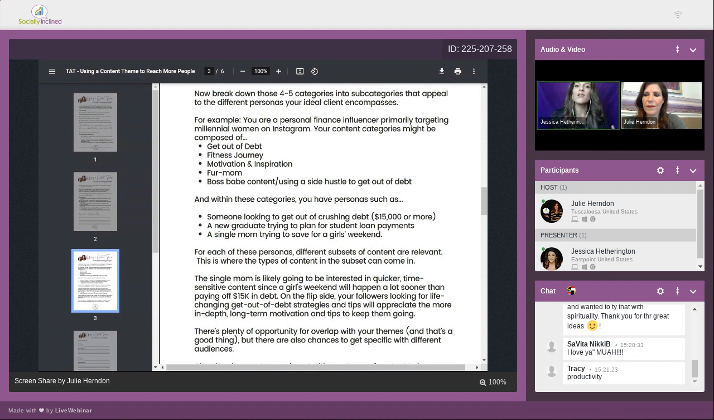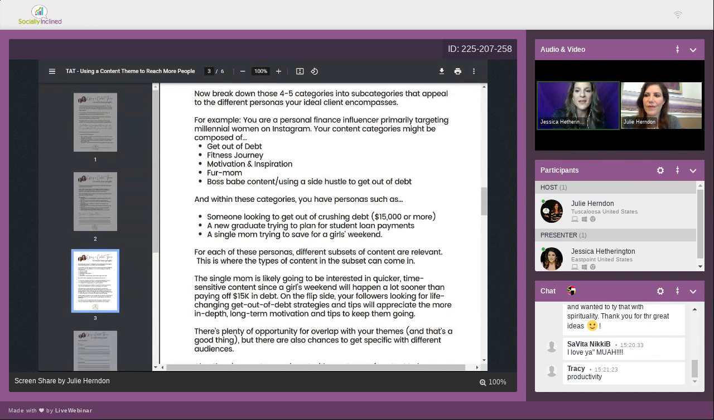And as you can see, those subcategories, the ideal content that would speak to them would be significantly different. I kind of outlined that in the text below. The single mom is likely to be interested in a quicker timeline, since saving for a girls' weekend is much less of a feat, I hope, unless your girls' weekend is crazy. Bora Bora. Yeah. And it's going to happen a lot sooner, and that timeline is going to be a lot quicker than paying off $15,000 in debt.